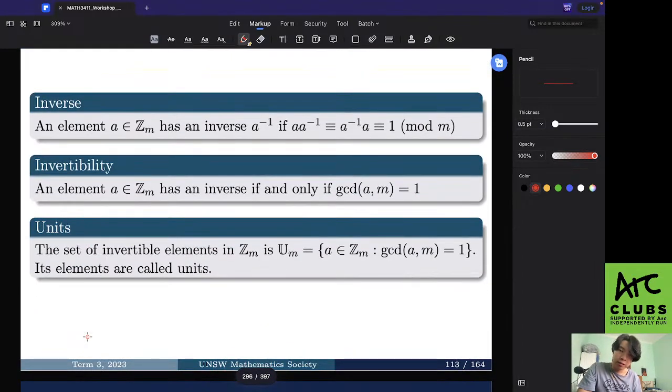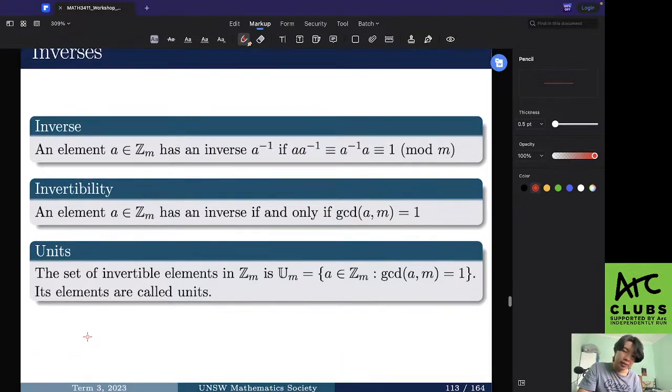Now, we look at units. Well, what is a unit? A unit is just an invertible element, and the set of units is the set of all invertible elements. Since invertibility and GCD equals 1 are equivalent, we can also say that this is just the set of all elements in Z_m such that the GCD is equal to 1. This is also in mod m, by the way. And we call these elements units.